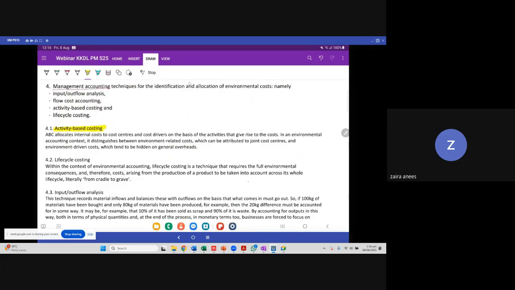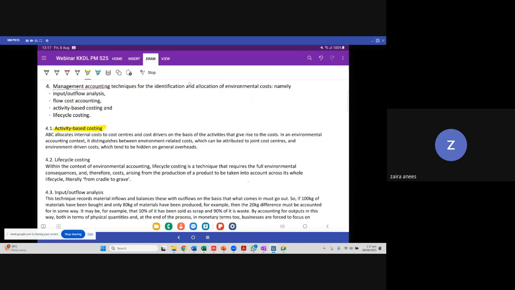So we need to study the overheads, and we need to identify any cost which is associated with the environment. If we figure out any cost which is related to the environment, we cannot distribute it on the basis of machine hours or labor hours. We have to identify an environment-related cost driver, maybe the number of units you are producing, maybe the amount of waste you are producing, or anything which is relevant to that activity, and distribute the overhead on the basis of that activity.